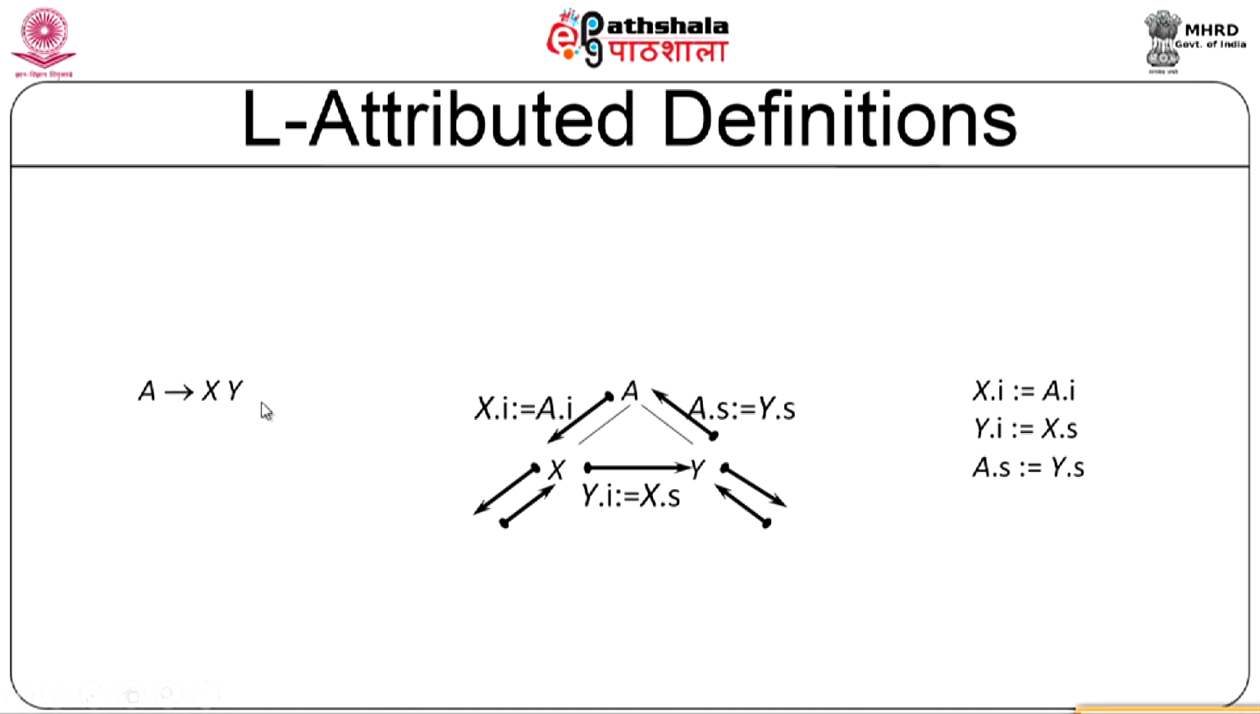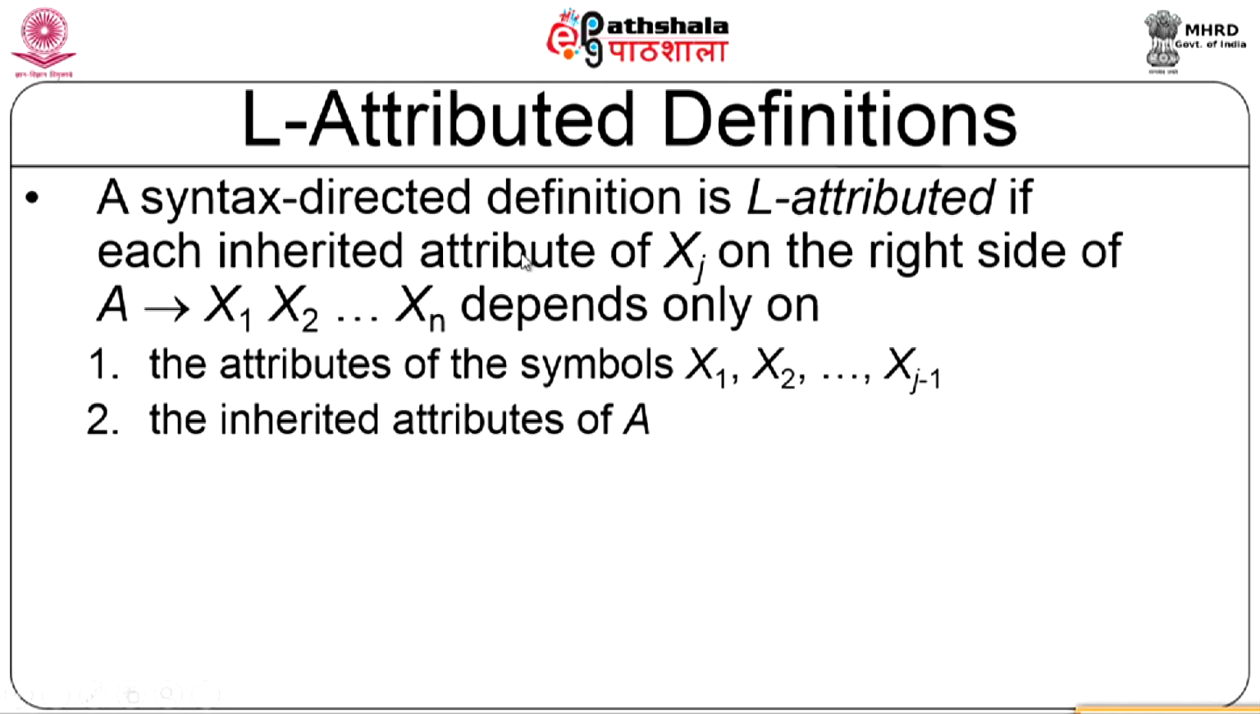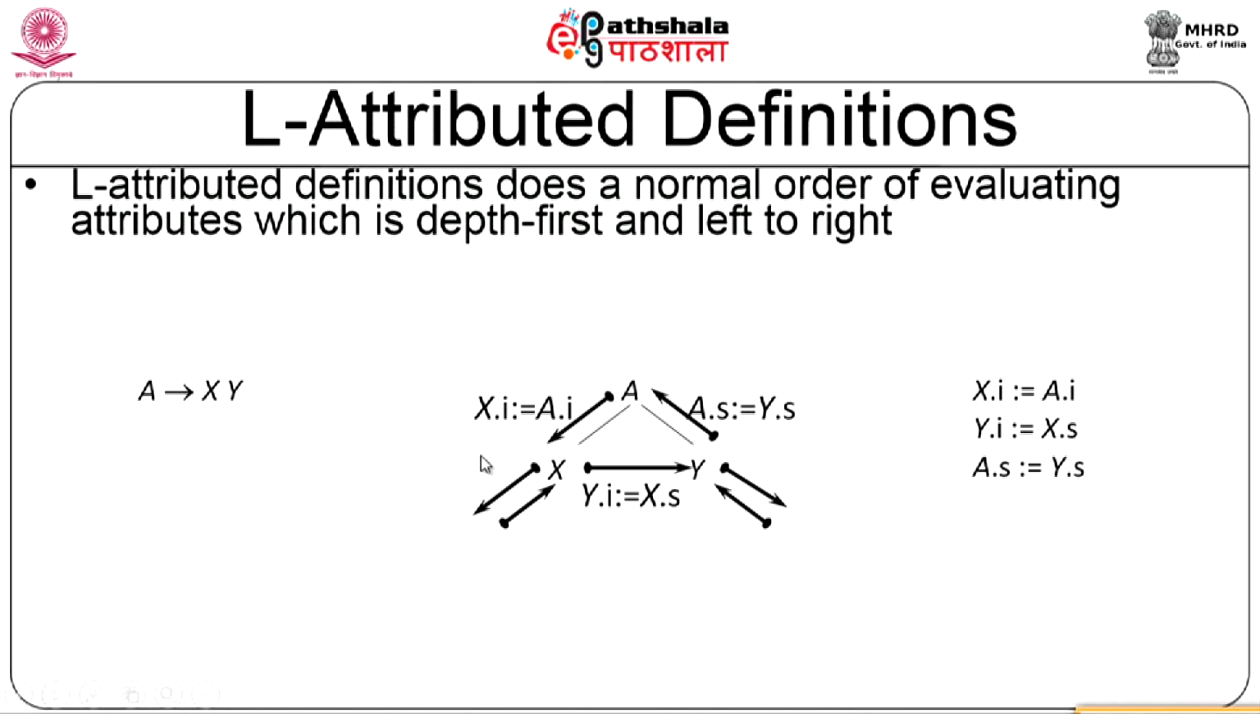Supposing I have A produces XY, so supposing I have X.i equal to A.i and A.s equal to Y.s. So this is one example, and similarly between X and Y there is a relationship, Y.i is equal to X.s. So how they are going to be linked is what we have shown here. That is what we have defined here in the case of an L attributed definition. The inherited attributes of A will be used for defining a particular node's attribute, and the attributes of the symbols X1 to Xj minus 1 will influence the attribute of Xj. This is how we show it here.